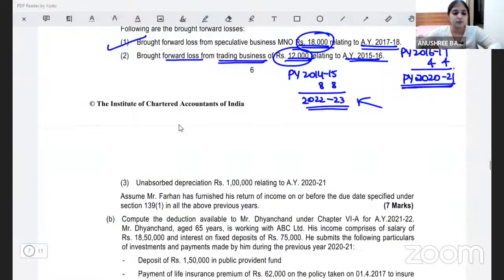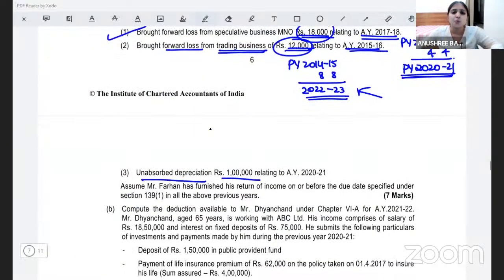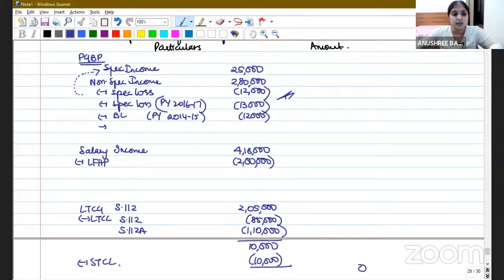Then we are left with unabsorbed depreciation of 1 lakh. What is the rule for unabsorbed depreciation? It can be adjusted against any head of income except salary. We have enough money under PGBP, so here itself we can adjust it off fully. Okay, so how much PGBP are we left with now? Calculate. Do you get 1,68,000? Yes, we are left with 1,68,000 PGBP. Am I right?